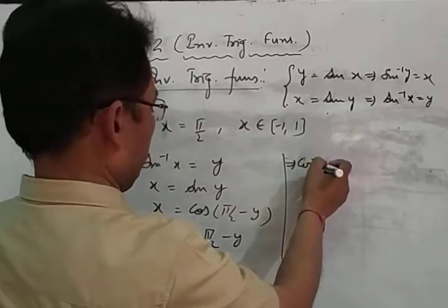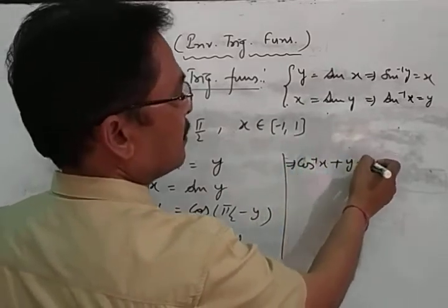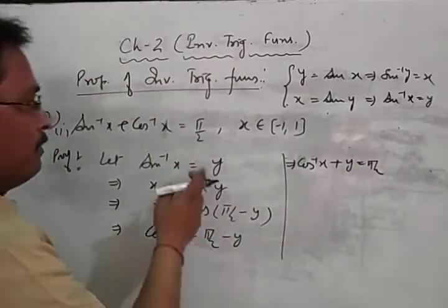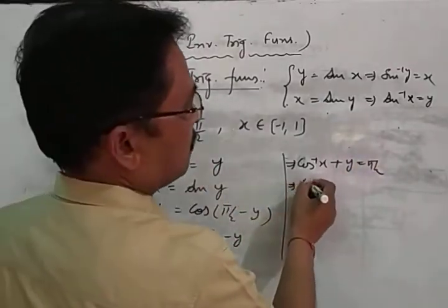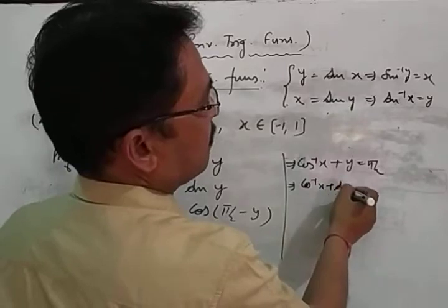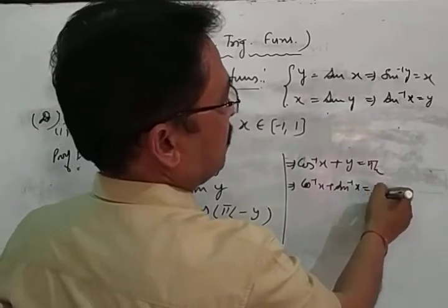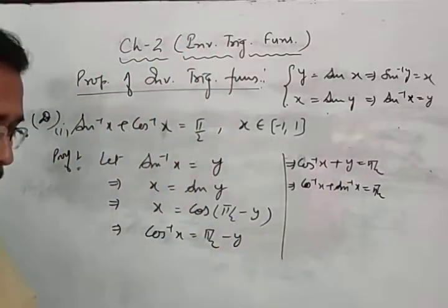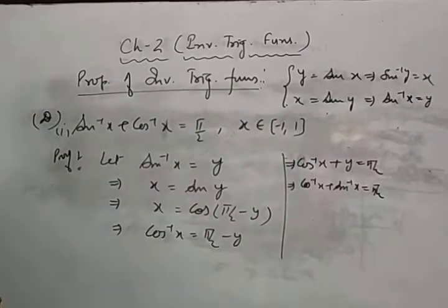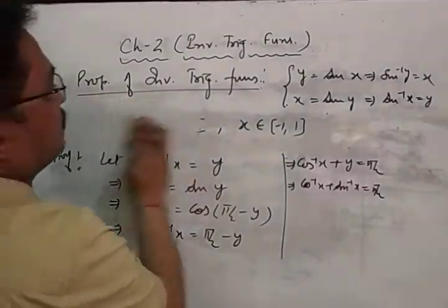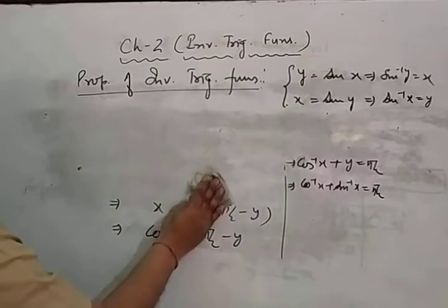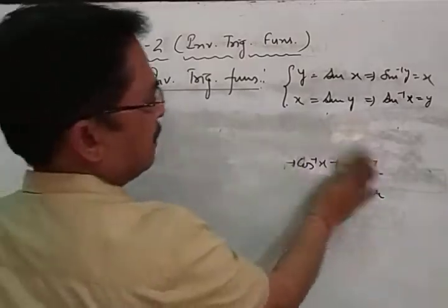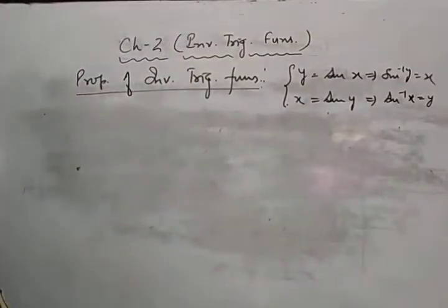Now cos inverse x plus y is equal to pi by 2. In place of y we can write sin inverse x. So cos inverse x plus sin inverse x equal to pi by 2. Is that clear? Other parts you can do yourself. Now E.